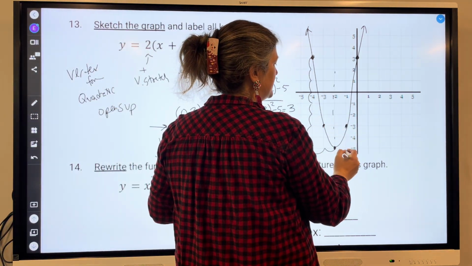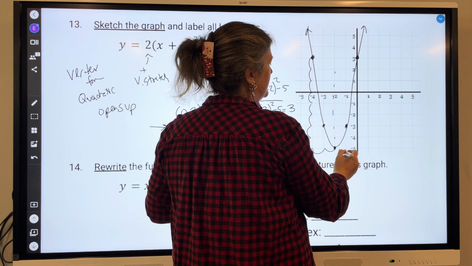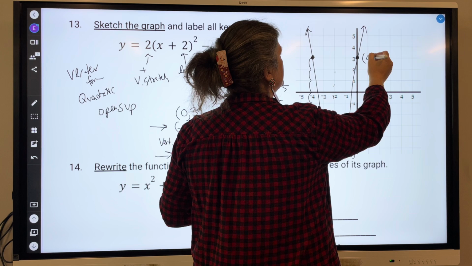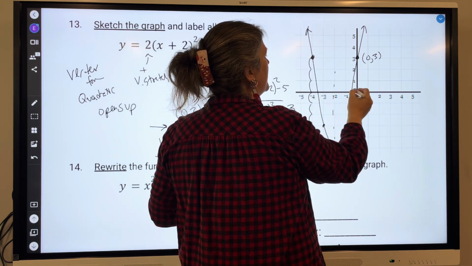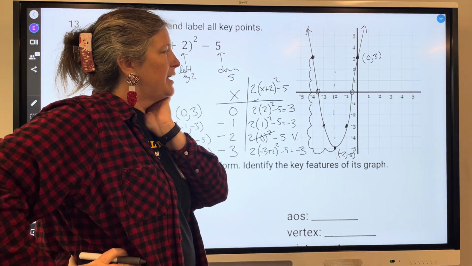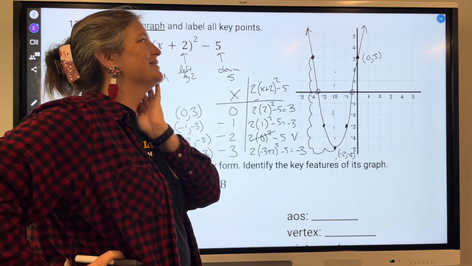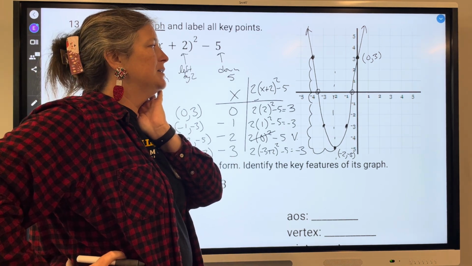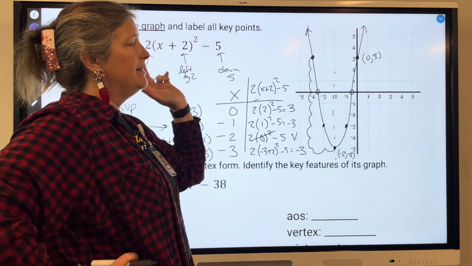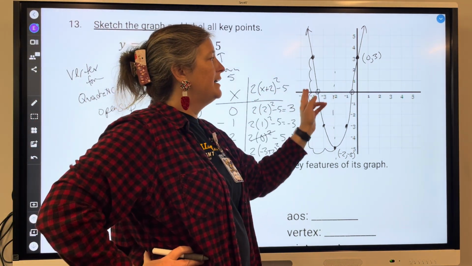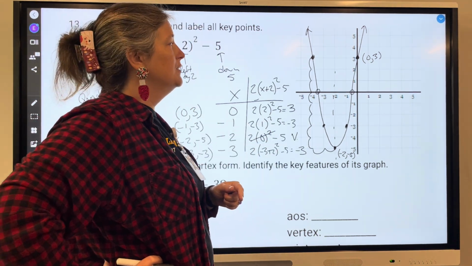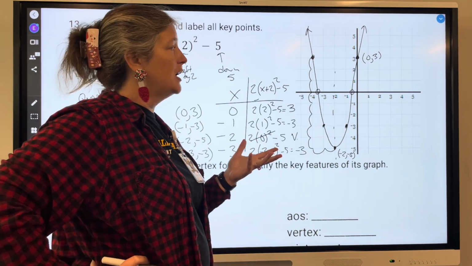So labeling my points means on the graph, -2, -5, and 0, 3. Now I can't label my y-intercepts. Oof. Or I'm sorry, those are my x-intercepts. I can't label my x-intercepts because they're somewhere in space. I know approximately where they are, but I would have to do a lot more work to solve those. I'd probably have to put it into standard form and then use the quadratic formula because they look like they're likely to be irrational solutions.